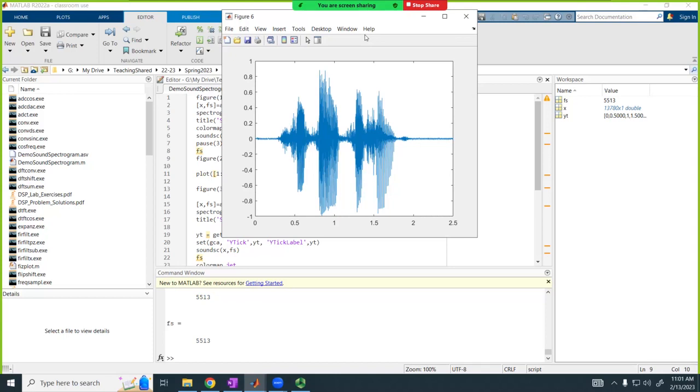Which audio is clear? Number 3, and 2 is not very clear, isn't it? Yeah. So what's happening here?